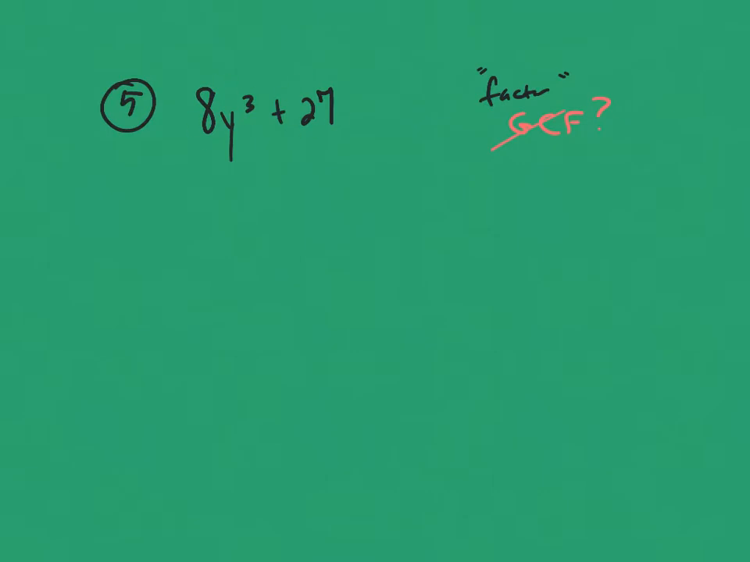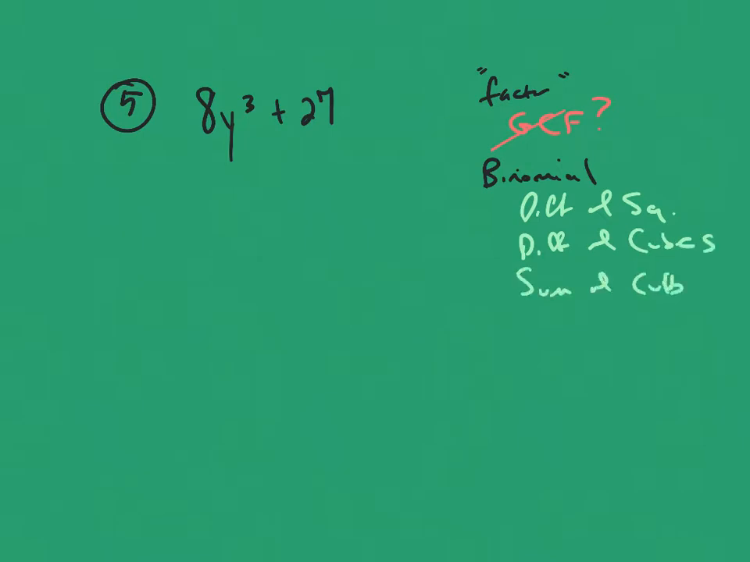Does have 2 terms, so this is a binomial. So if it doesn't have a greatest common factor, then we just want to check these 3 things. If it's none of those, then we'll say it's not factorable. It's got a plus in the middle, so it's definitely not difference of anything. It could be sum of cubes. It's got a plus in the middle, so it's sum.